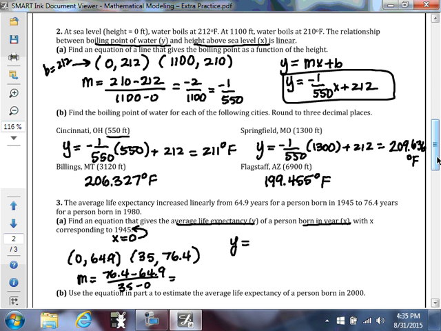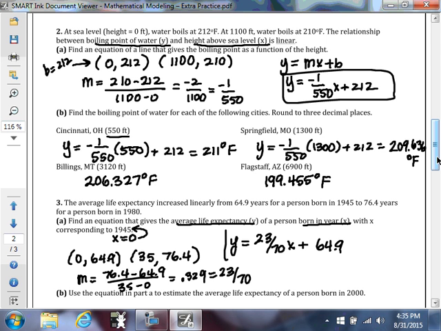So I get 0.329. We'll use that. Or you could have gotten the fraction 23 over 70. If it's possible to do the fraction, I usually do. So I get 23 over 70 x plus 64.9. And you could find what that is as a fraction as well if you want to.